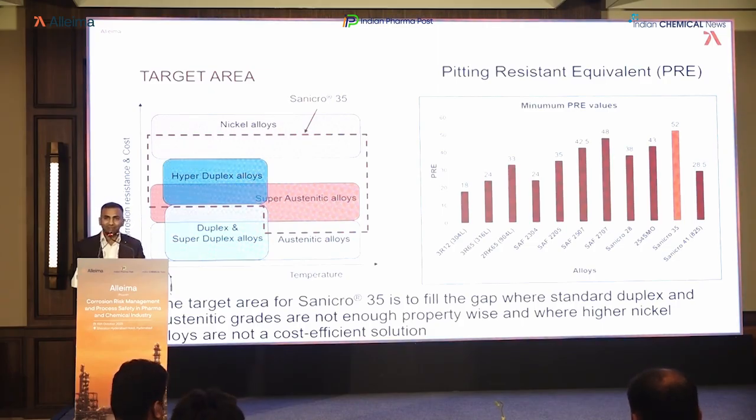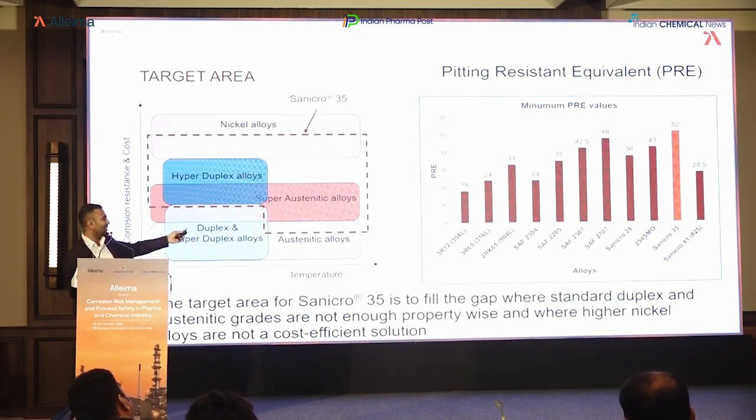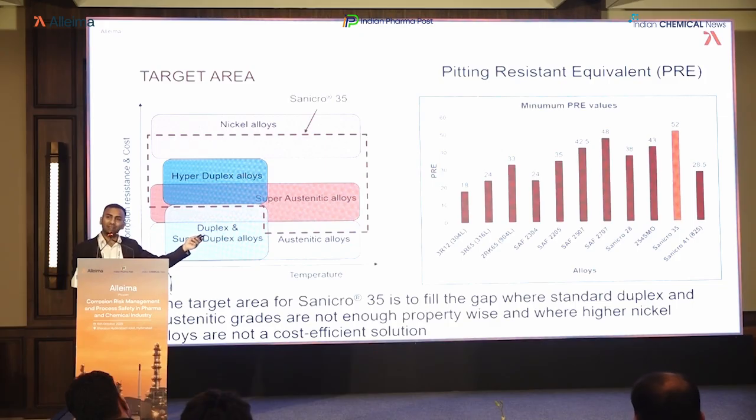As we discussed, the pitting resistance. This is a graph where we can see the pitting resistance of different alloys, ranging from low-grade stainless steel, where we have a pitting resistance of 18, and then different grades of the duplex family. Compared to low-grade stainless steels, the duplex family has a higher PREN number, and Sanicro 35 is over and above that. It has a pitting resistance number of 52, which is equivalent to that of alloy 625, which has a pitting resistance number of 51.